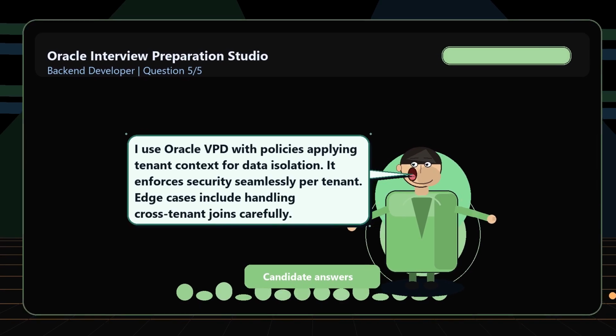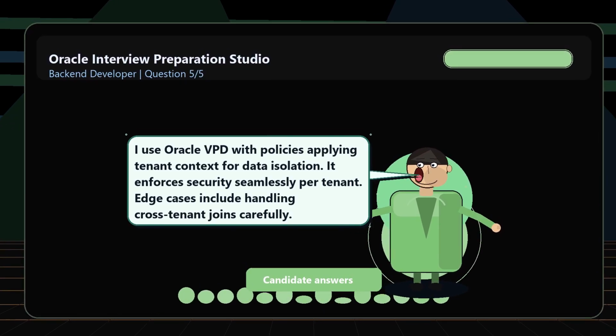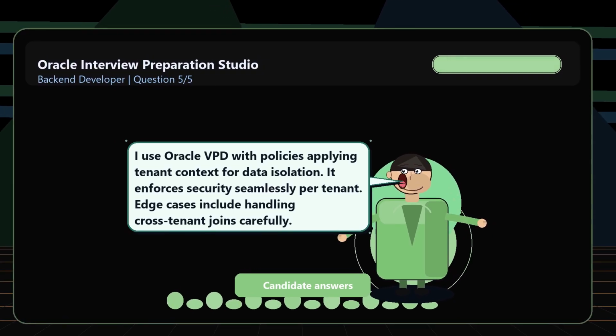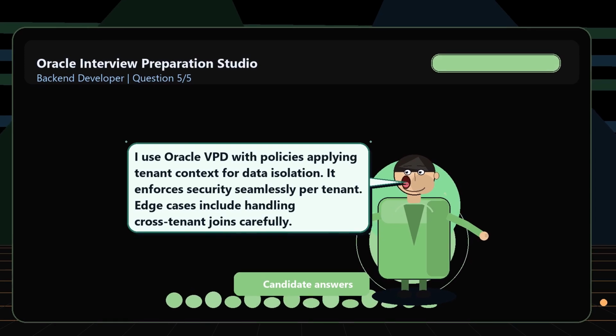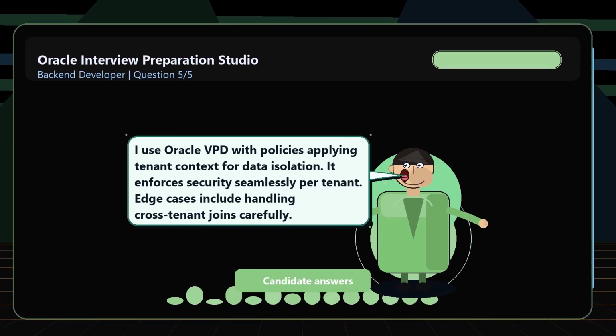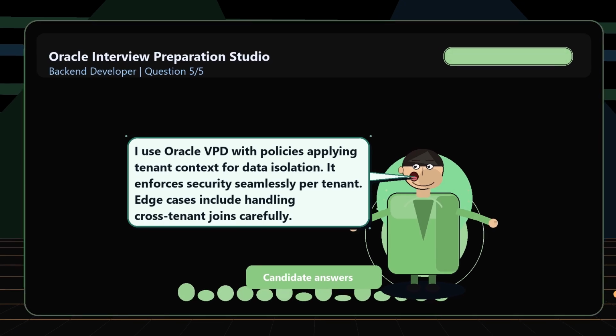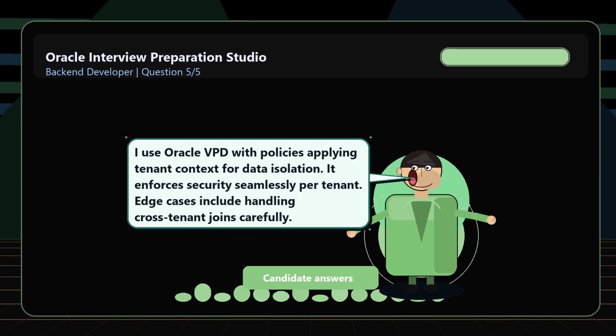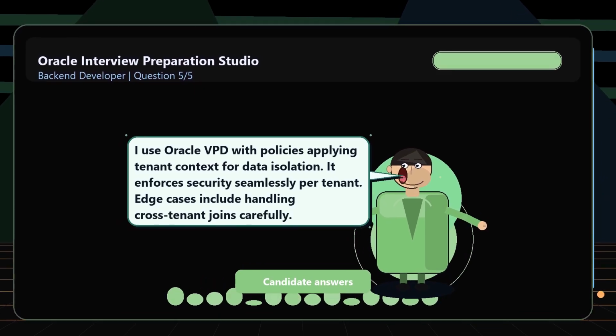A trade-off is managing the complexity of policies and ensuring performance. Edge cases include handling queries that join multiple tenants, which requires explicit controls. In summary, VPD provides a robust, scalable solution for securing tenant data at the row level.